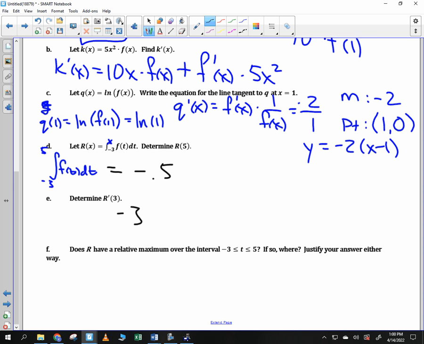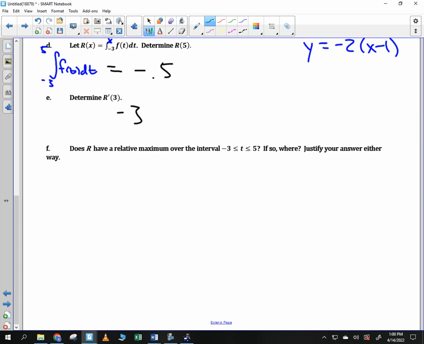And now it says, does R have a relative maximum over the interval negative 3 to 5? If so, explain where and justify your answer. What does it mean for something to have a relative maximum, or in other words, a local max? Talk for 20 seconds. Come up with an answer. Go.